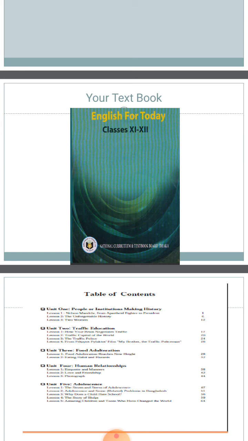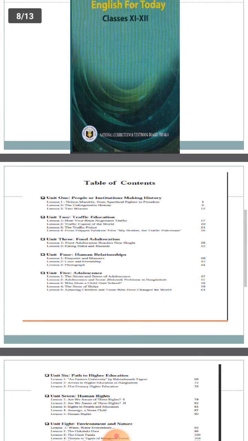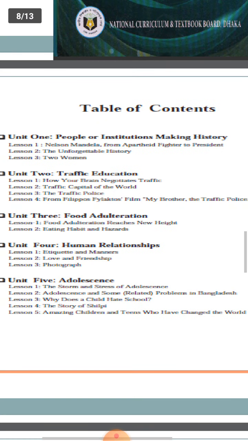You will see what there is in your books. Before we start reading, we must learn about what is in this book. You see the table of contents. You will get 15 units here, and each unit is divided into different parts, different lessons. You will be given 3 lessons, 4 lessons, etc. And unit 1, unit 2, unit 1, people or institutions making history.